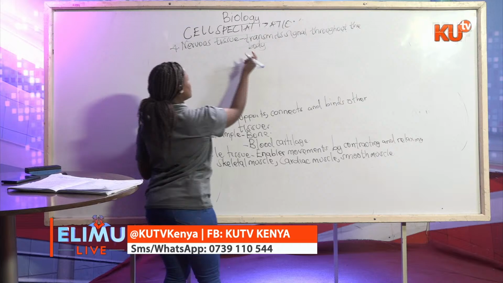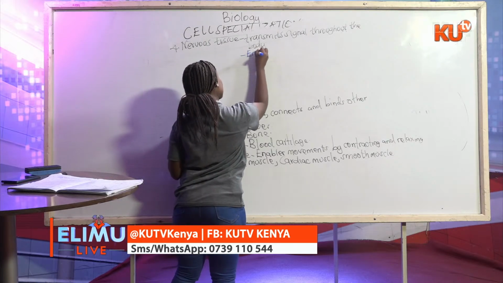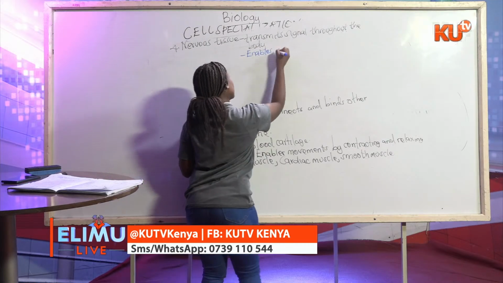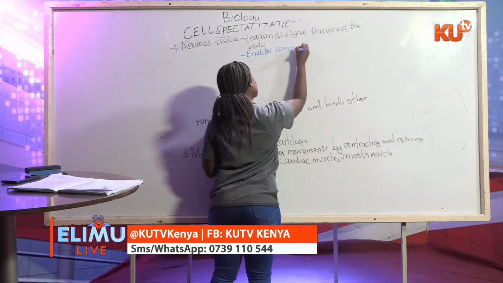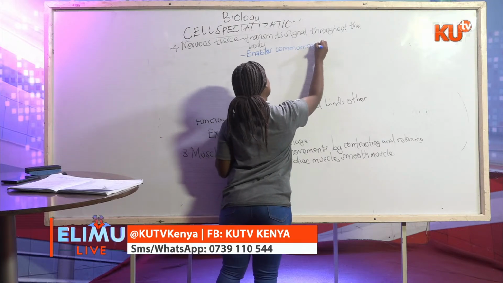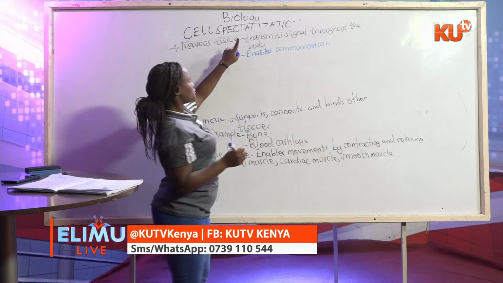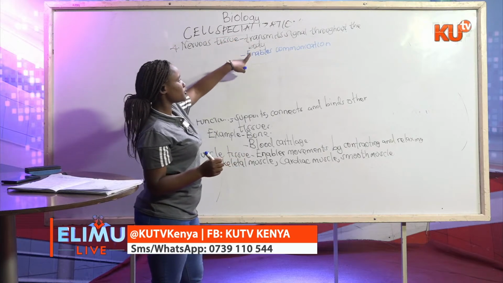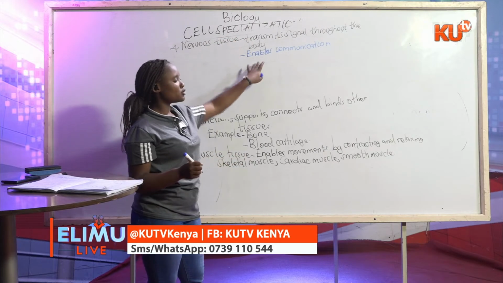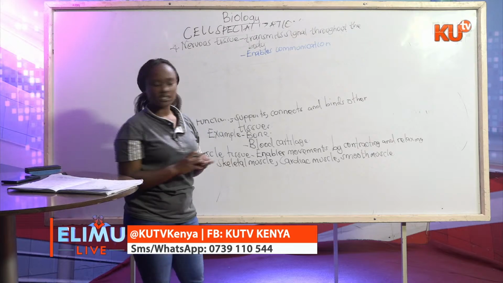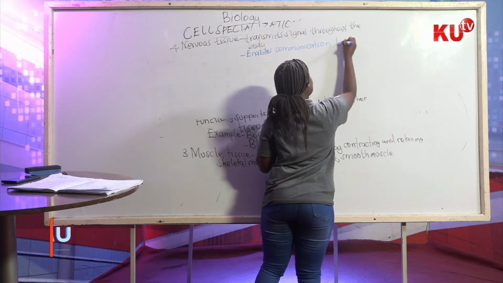So the nervous tissue enables communication. One function is to transmit signals throughout the body. The second is to enable communication between different parts of the body.